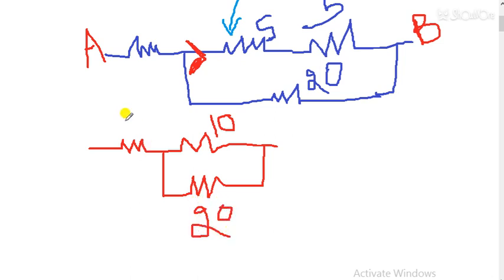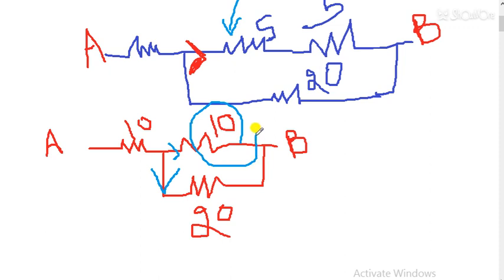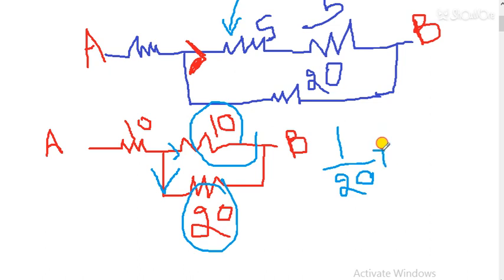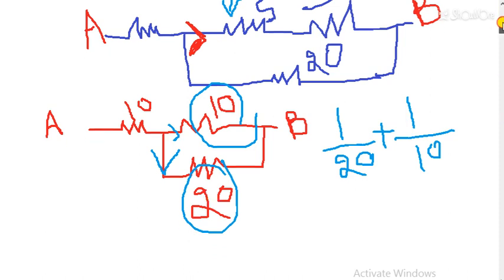So we are almost at the end of this question. This point is A and this point on the right hand side is B. Now students, you can see if I connect a battery across AB, then some current will flow in this 10 ohm, some current will flow in 20 ohm. That means these two are in parallel. So on solving these two, 1 by 20 and 1 by 10, its value comes out to be 3 by 20 and the resultant is 20 by 3 after reciprocal.